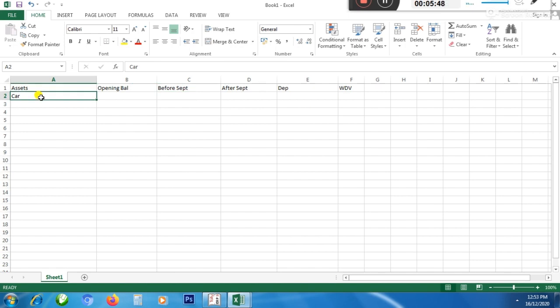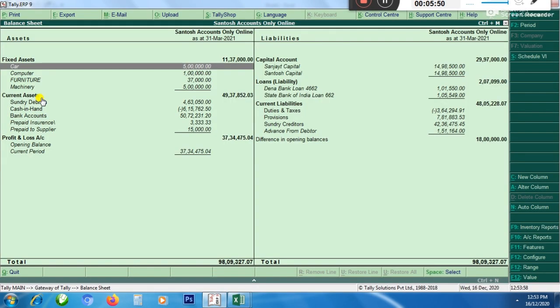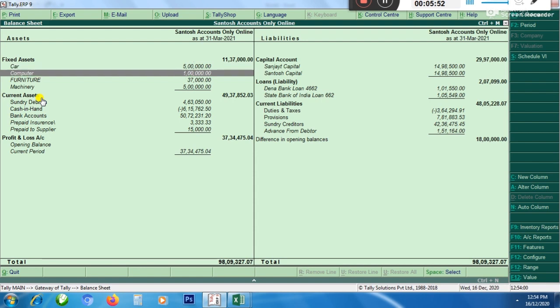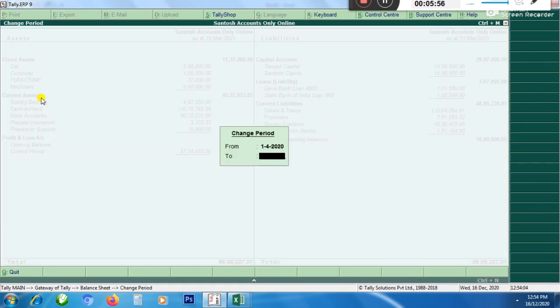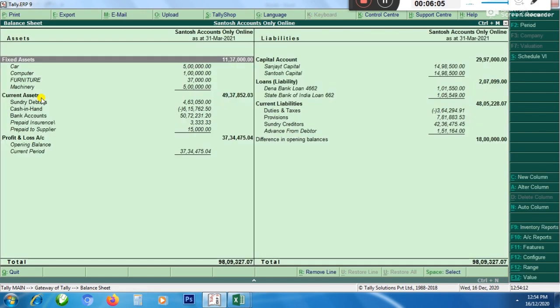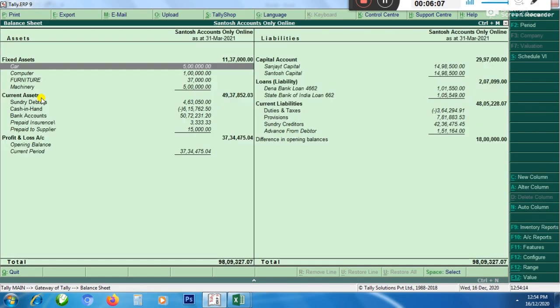First, let us calculate the depreciation of car. So I'll go to the balance sheet, detail about the balance sheet, and put the period here, 1st of April to 31st of March. Period is very important. 1st of April to 31st of March. Okay, open the car account, enter.